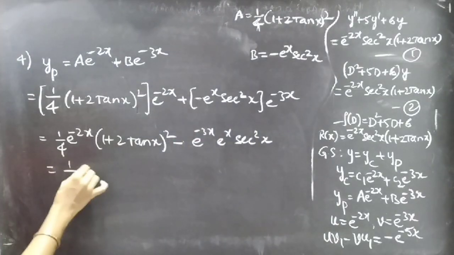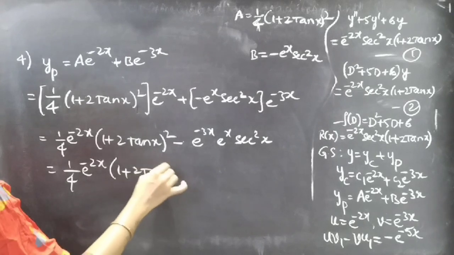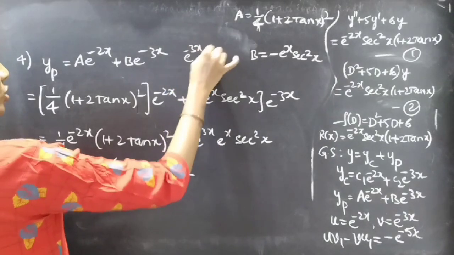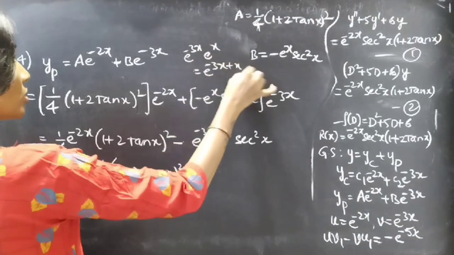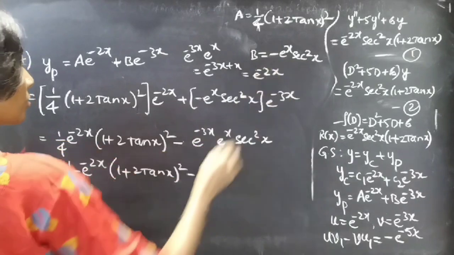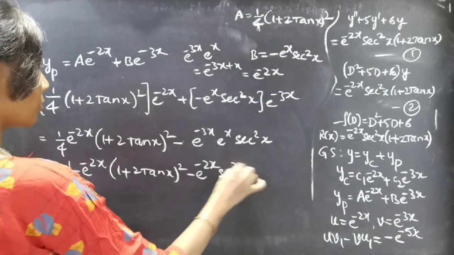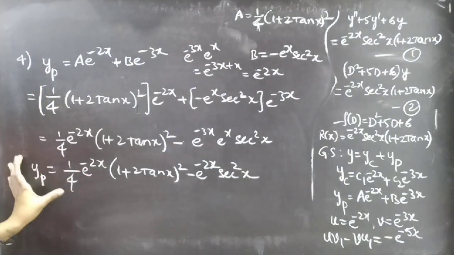This gives us 1 by 4 e power minus 2x of 1 plus 2 tan x whole square minus e power minus 3x into e power x, which can be written as e power minus 3x plus x, which gives us e power minus 2x, right? Now just replace e power minus 3x into e power x with e power minus 2x into secant square x, which is our required yp.